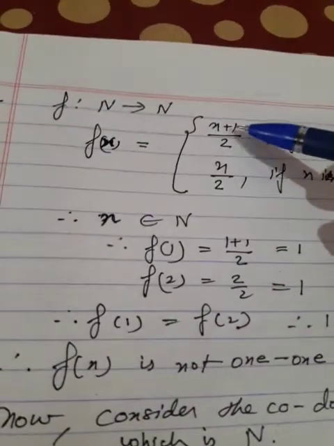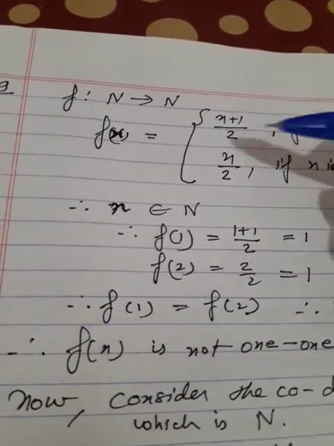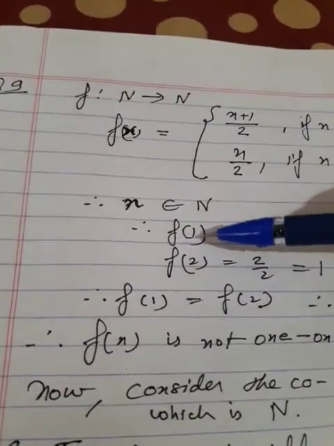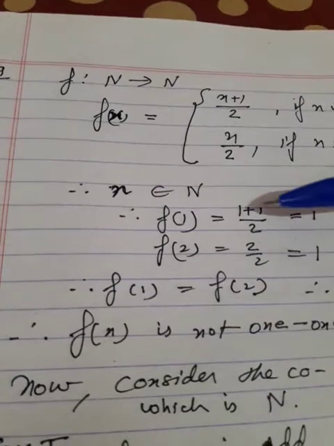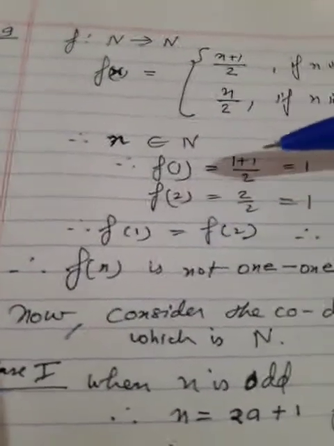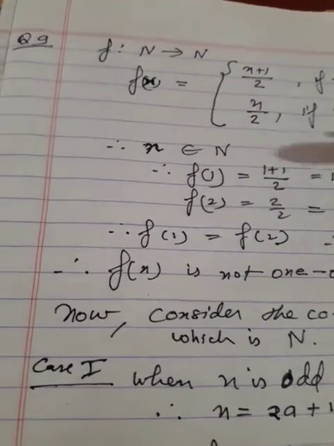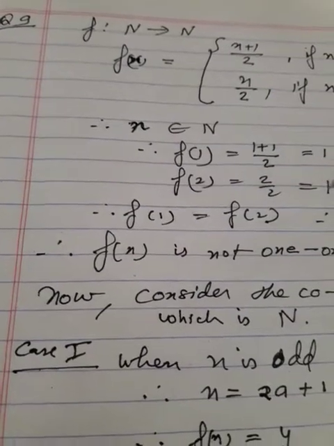Okay, so let us see one example, where we find f(1). Now here 1 is an odd number, so we will use the first case, (n plus 1)/2 if n is odd. So 1 is an odd number, so we will use this condition: (1 plus 1)/2, that is 2 by 2, which equals 1. And 2 is an even number, so for even numbers the function is defined as n/2, so we will use this formula. So 2 by 2 is also equal to 1.